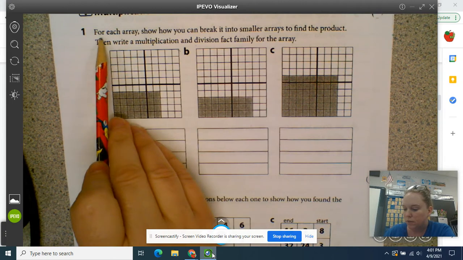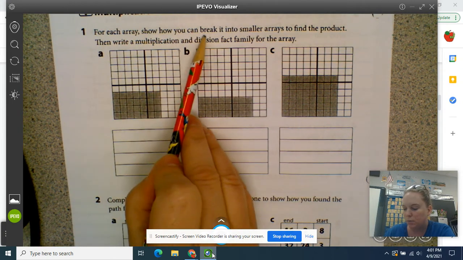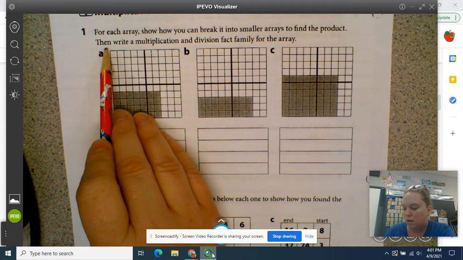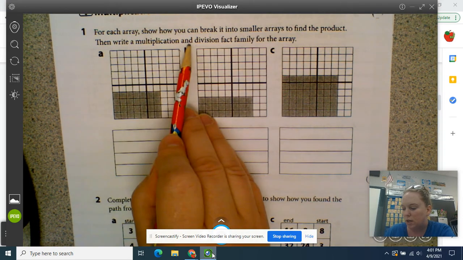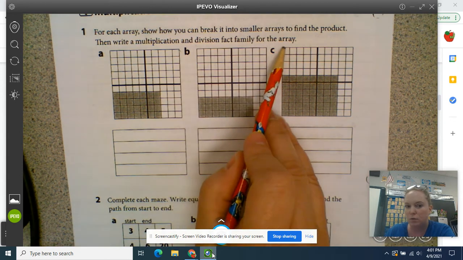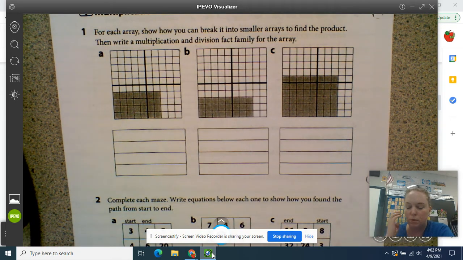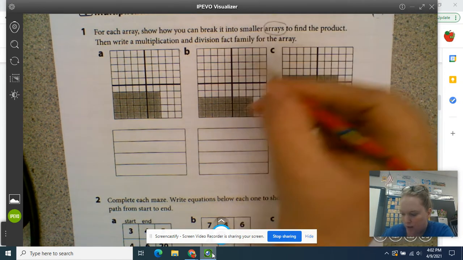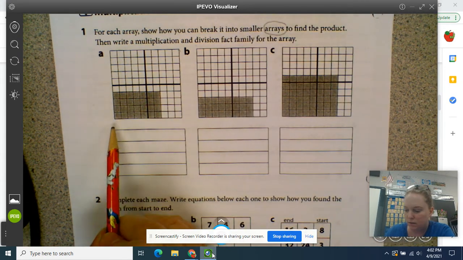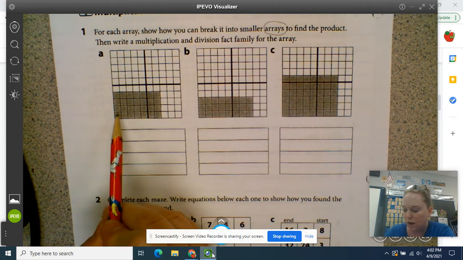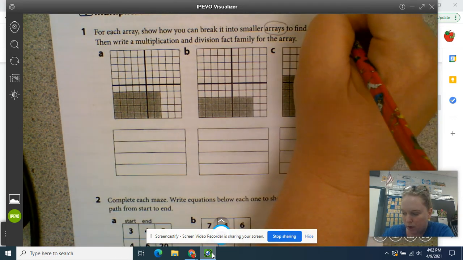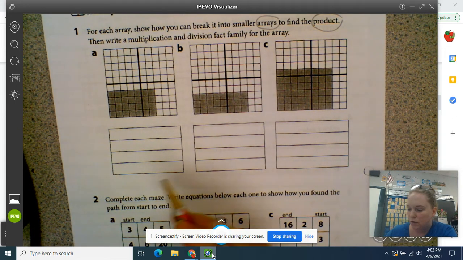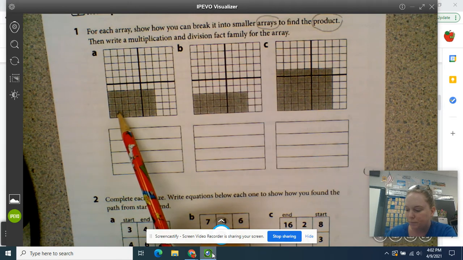Here's the directions. For each array, show how you can break it into smaller arrays to find the product. Then write a multiplication and division fact family for the array. Okay, so we got some math vocabulary in there. The word array, and this is an array right here. Rows and columns. And then we have the word product, and that means the answer to a multiplication problem. So let's do the first one.